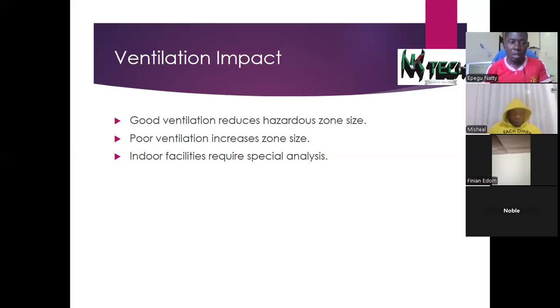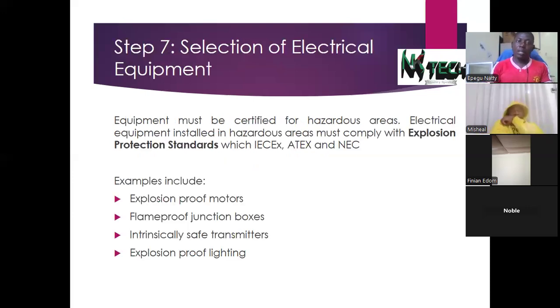So that's that. Now, the final thing here is selecting the equipment. By the time you finish doing all these other steps, the next thing is which equipment will I use at this location? Now you know that this area is zone 1, and you know that this area is zone 0. What equipment is perfect for zone 1? What equipment is perfect for zone 2? And what equipment is perfect for zone 0?